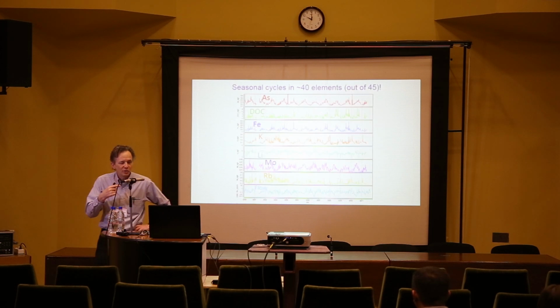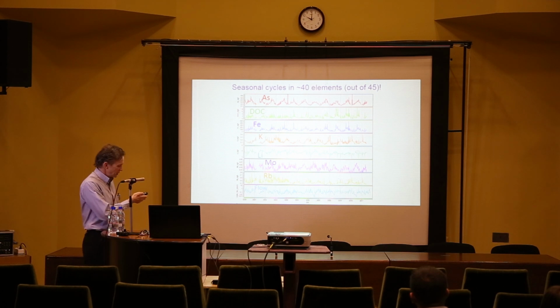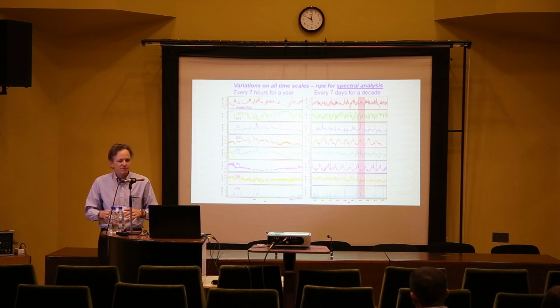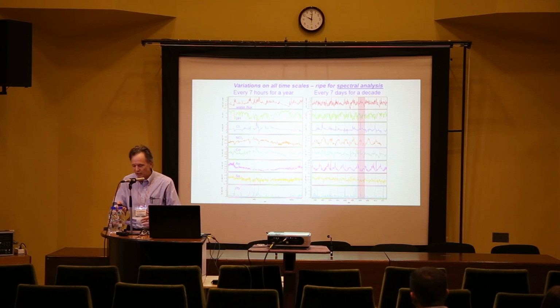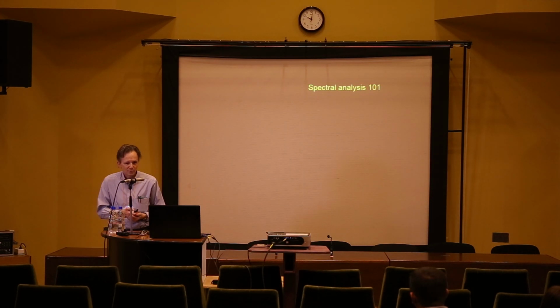Okay, now in addition to these daily cycles, of course, there are also seasonal cycles in nearly every element, including some really surprising things. Who knew that there was a seasonal cycle in arsenic or lithium or molybdenum or rubidium and so on and so forth? Now, any signals like these that vary across a wide range of scales are good possibilities for spectral analysis. So what's spectral analysis?